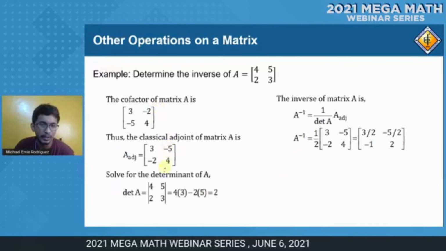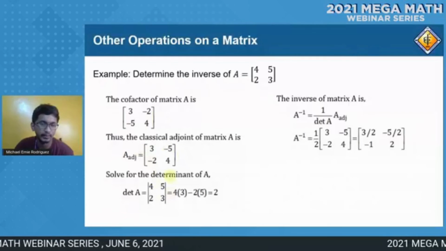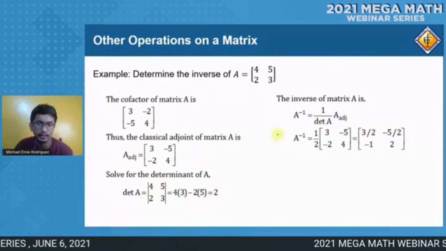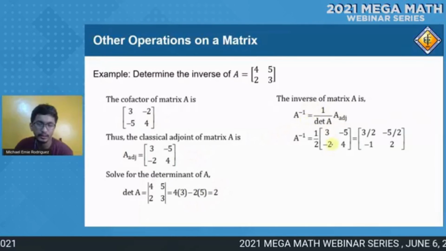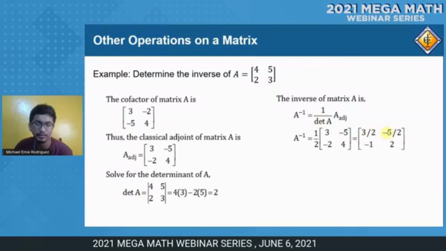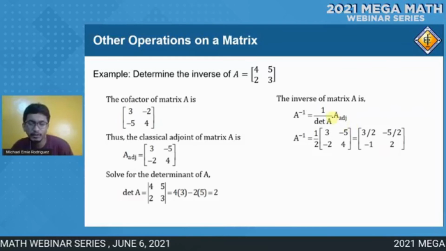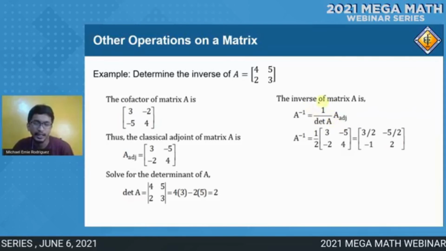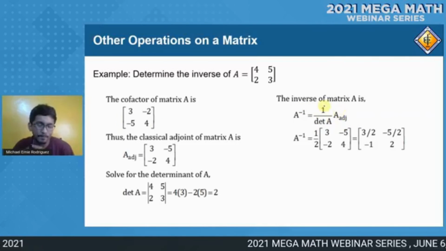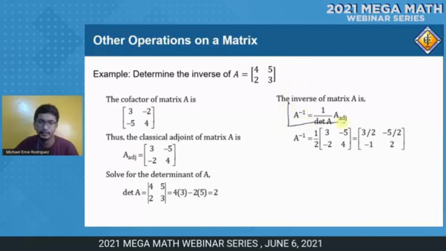So, ayan, this is the classical adjoint. And then this is the determinant of A, 2, ayan. And then you apply the formula. Okay, so, you can get this, 3 halves, negative 5 halves, negative 1, and 2. So, yung pinanggalingan ng mga formula ko for the Caltech, dito siya galing. Okay? Dito lang siya galing.